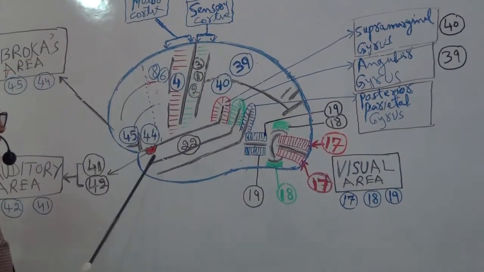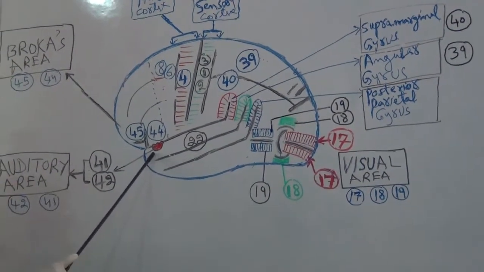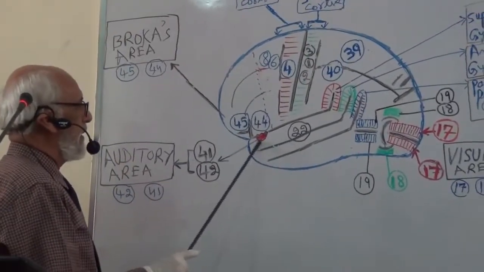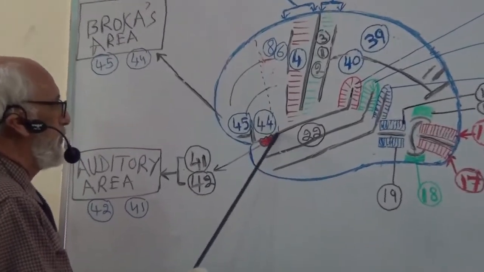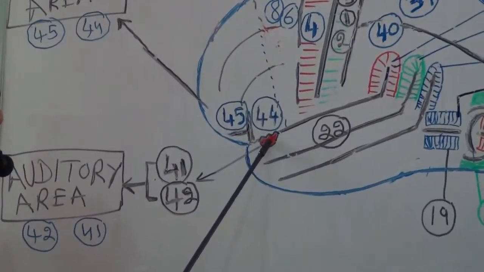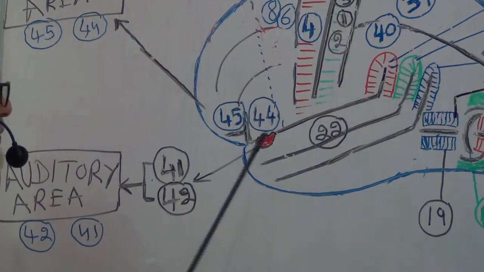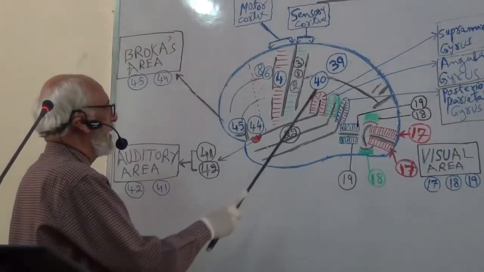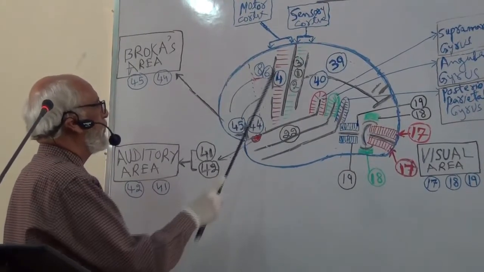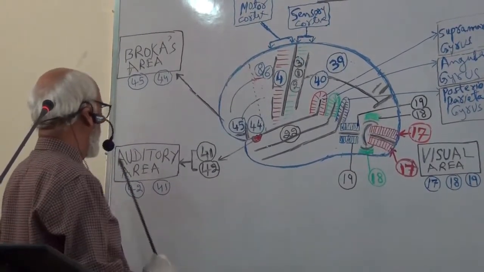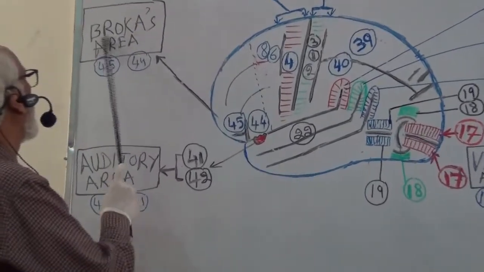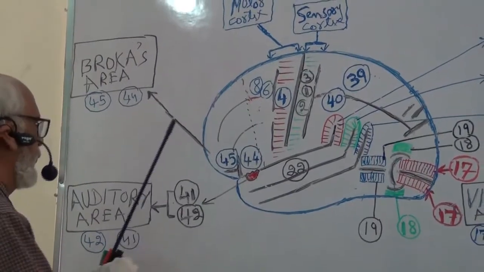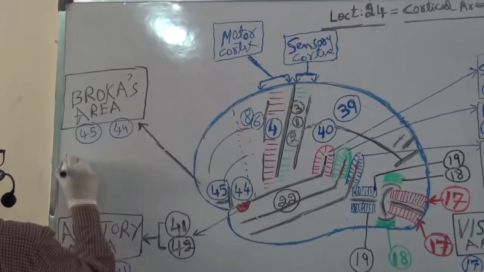Below and in front is the auditory area, area number 41 and 42, in the upper part of the superior temporal gyrus and anterior transverse gyrus. So it is also below and in front of the parietal area. And then again in front of it, apart from motor area number 4, is Broca's area, area number 44 and 45. And you know Broca's area is the motor speech area.